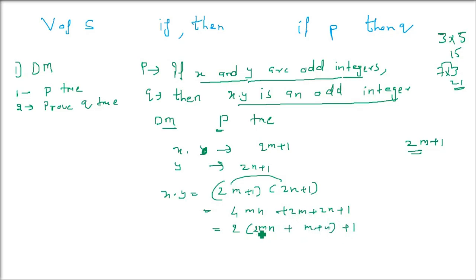Now this whole thing you can take as a constant. This is also a constant. So 2k plus 1. What do you see? When you assume P to be true, x times y is an odd integer. So you have proved Q to be true. This is the direct method. This is very important because the contradiction method will also take the same thing, the same explanation will be there.